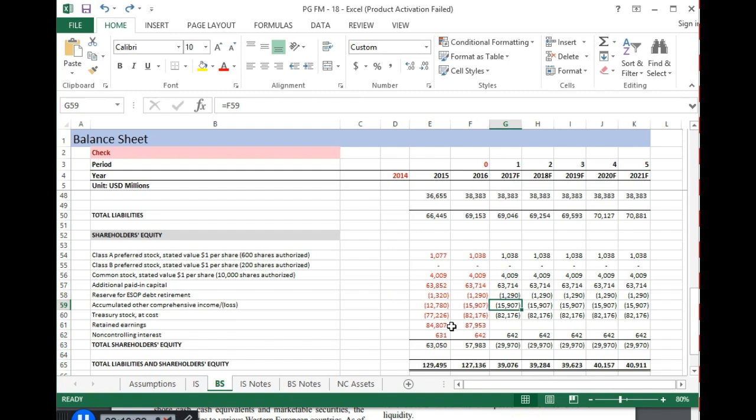Accumulated other comprehensive income. So again, I know what the items going in other comprehensive income are: unrealized gains or losses, and actuarial gains and losses. So first of all, when we are doing forecasting, we are not usually forecasting foreign exchange.